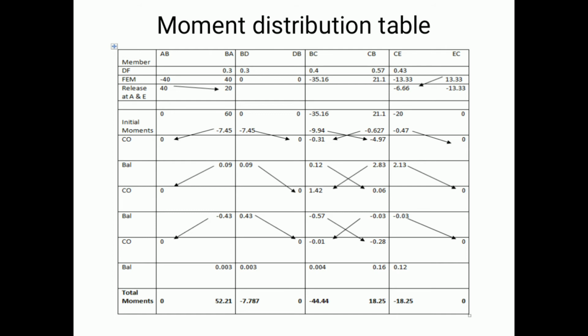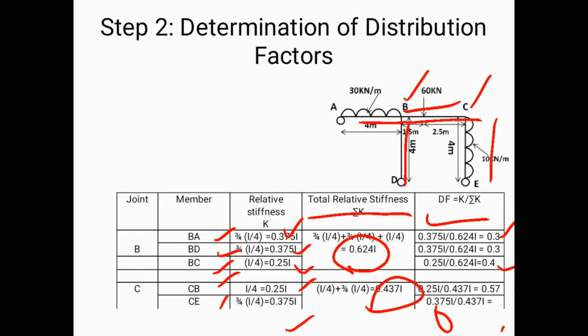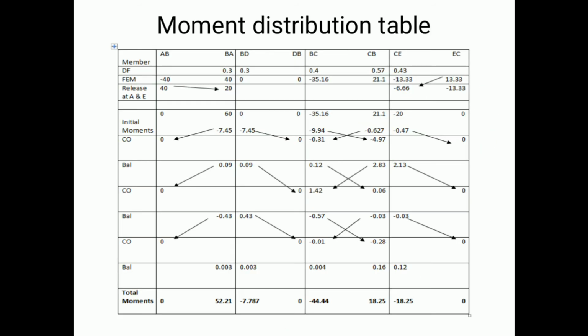Coming on to the next step, that is the moment distribution table here, which is a very important step. So the first column is the member. In that member column, I have AB, BA, BD, DB, BC, CB, CE, and EC. Then the distribution factors for the joint members. For BA, since I have calculated in the previous slide itself, the same you are supposed to write down as the distribution factors for the respective joints and its members. So BA, I have got it as 0.3, BD, I have got it as 0.3, BC, CB, and CE.